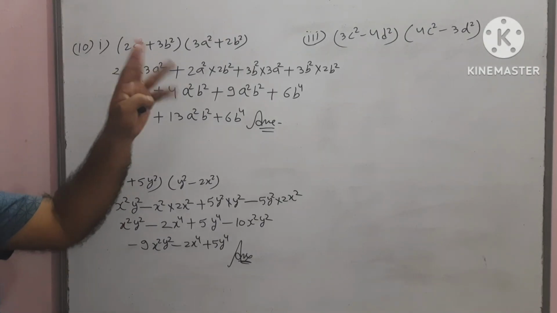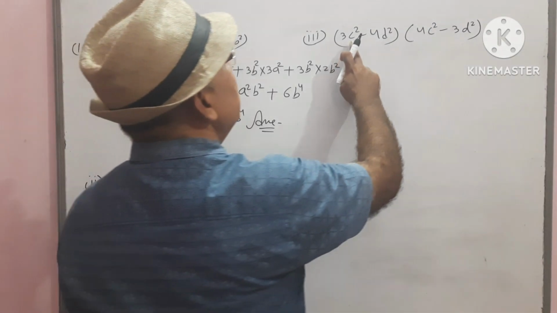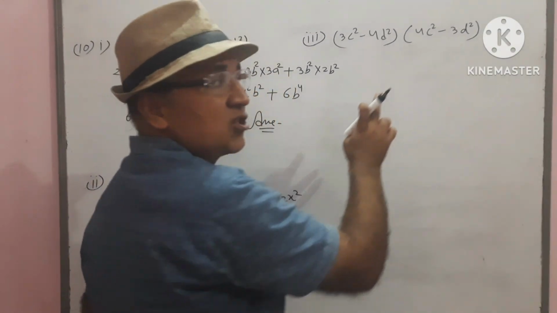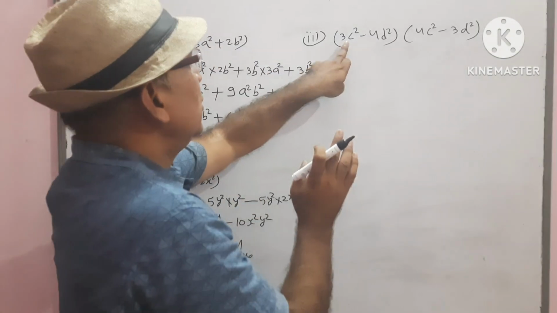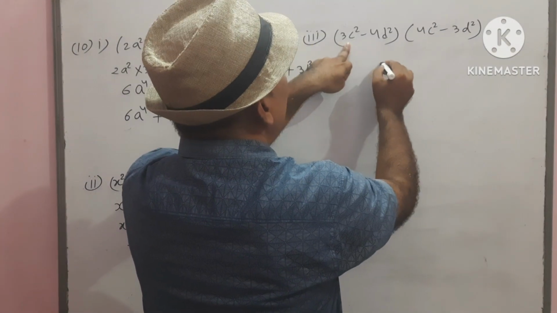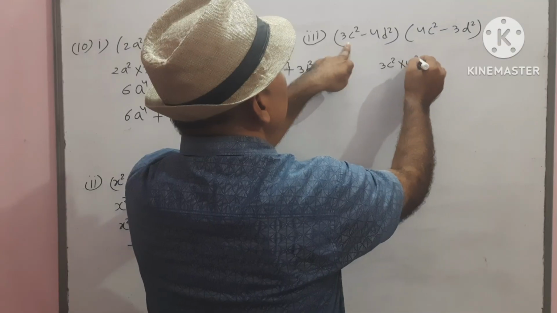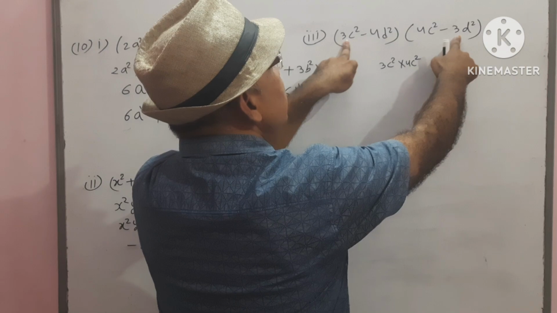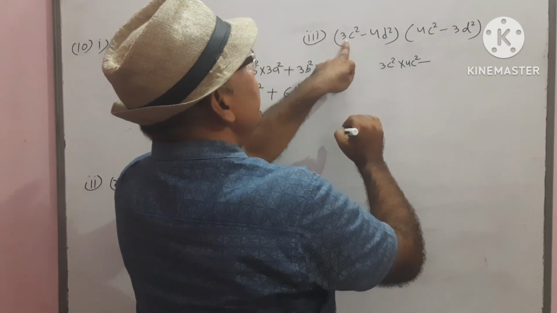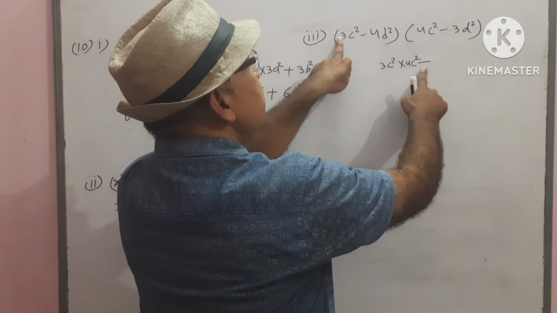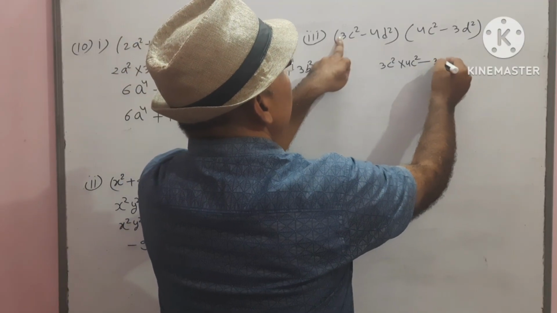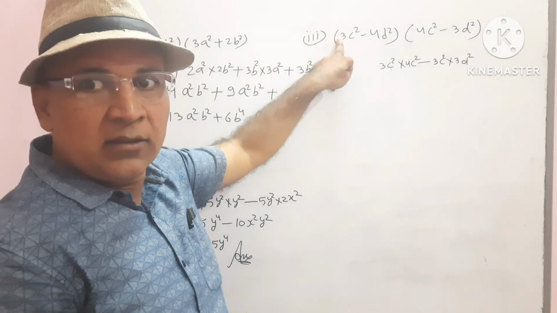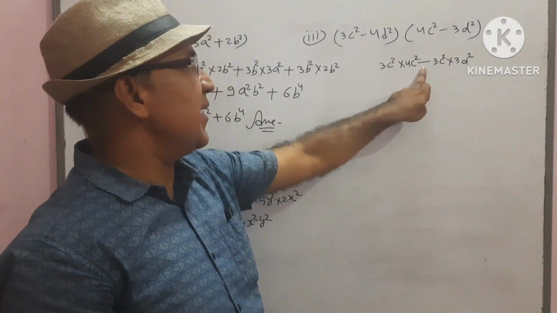Okay. Now the last question of this exercise, that is 3c square minus 4d square into 4c square minus 3d square. Same pattern we will follow. 3c square is multiplied with 4c square in this way. Then 3c square is positive, 3d square is negative, so our answer is also negative because plus into minus becomes minus. Now 3c square into 3d square. Now is this clear? Plus into minus becomes minus.